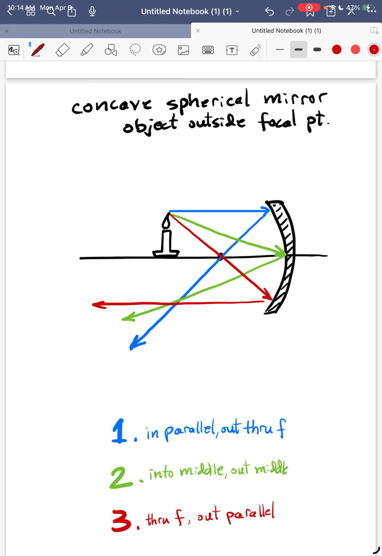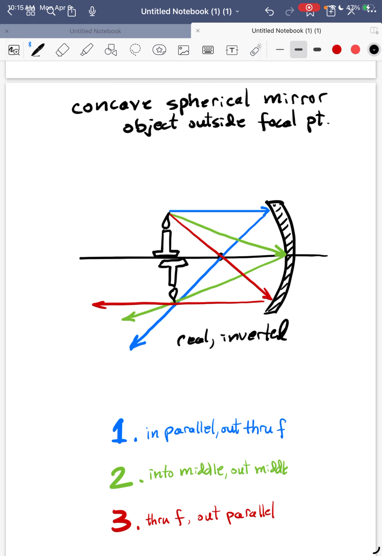And so what that means is this spot where they all intersect right here, that is going to correspond to the tip of the candle here where the photons are coming out of. And in truth, you only need 2 of these rays to determine where the object or the image will be, but drawing 3 of them is a good idea. So right here is where we get the tip of the flame, and so we get an image that looks something like this. So that's our candle. So this image would be a real image and it's inverted. So it's real and it's inverted.